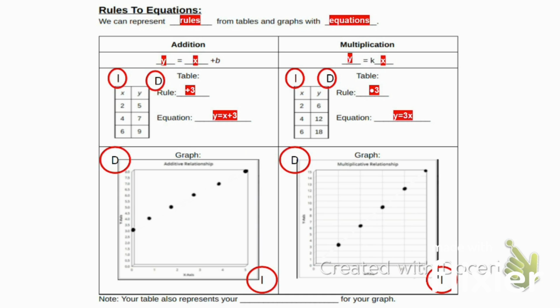Now there's one note that I want you to keep in mind when it comes to these graphs. Your table also represents your ordered pairs for your graphs. And your graph, the coordinates, represent your table. So if you're unsure and need to find a rule from a graph, you can write that table out using those coordinates. Go ahead and flip to the back, and we're going to look at 3 examples.